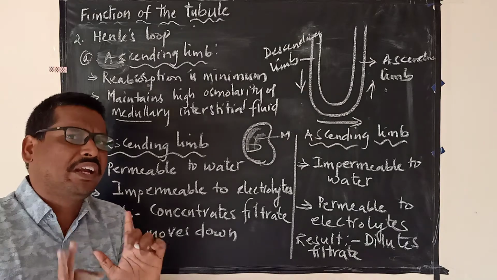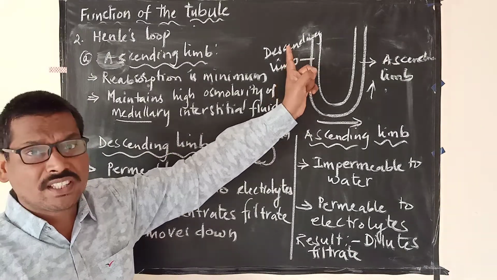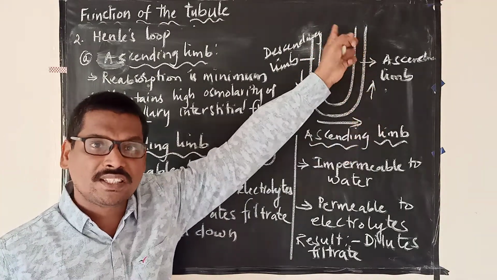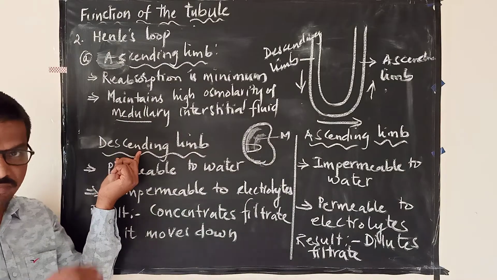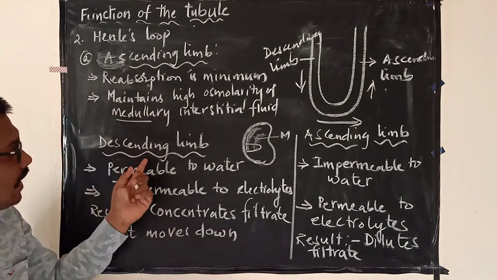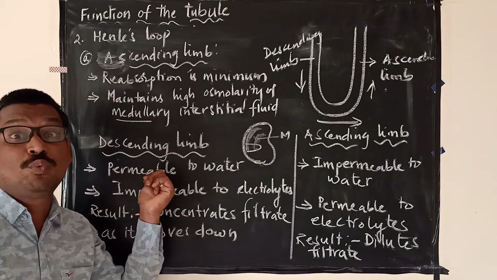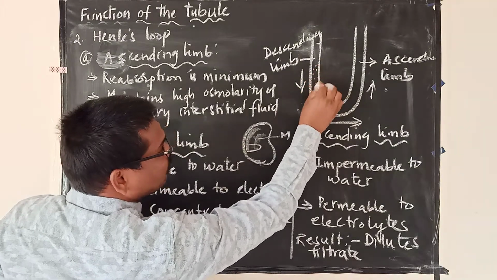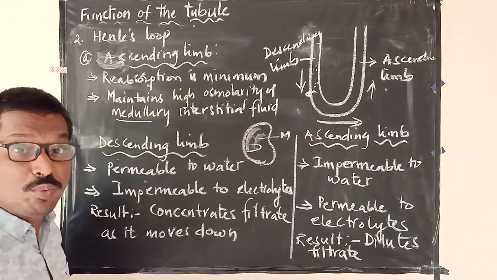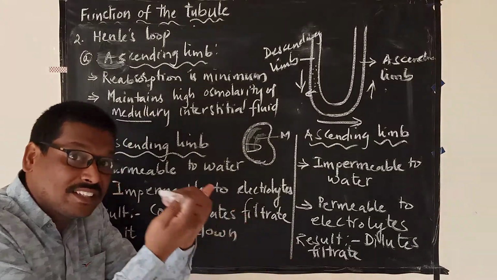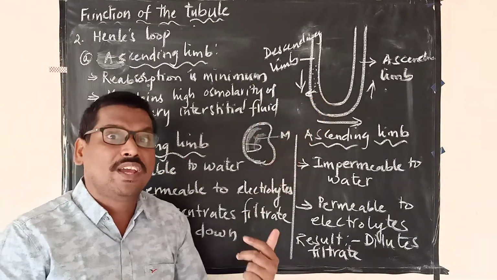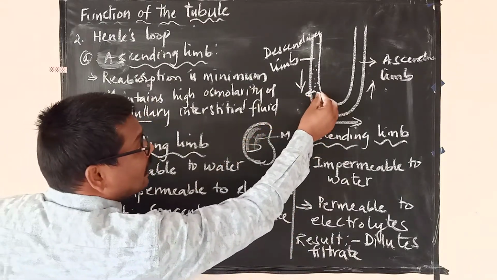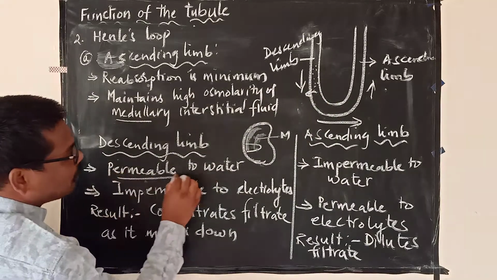Now let us be very clear with this. As we said, there are two parts now, the descending limb and the ascending limb. The limb moving towards down, and the limb moving towards up. Descending limb means moving down. Here the descending limb is permeable to water. From the filtrate it is permeable to what now? Water, meaning it can collect the water from the filtrate. It is permitting, it is permeable to water. It can reabsorb the water.